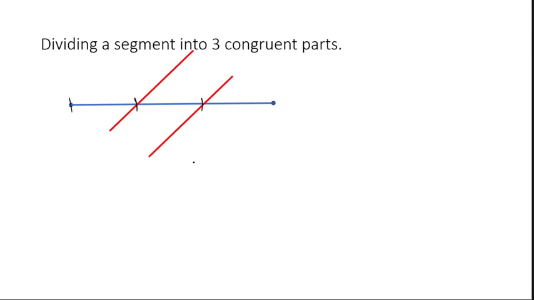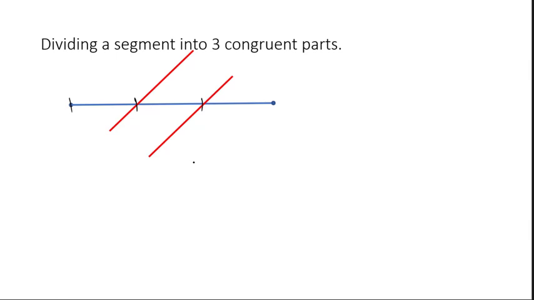So that's your process for dividing a segment into any number of congruent parts. Again, if you want four parts or 5 parts, you would do the same thing, but have 4 or 5 lines to make this happen.